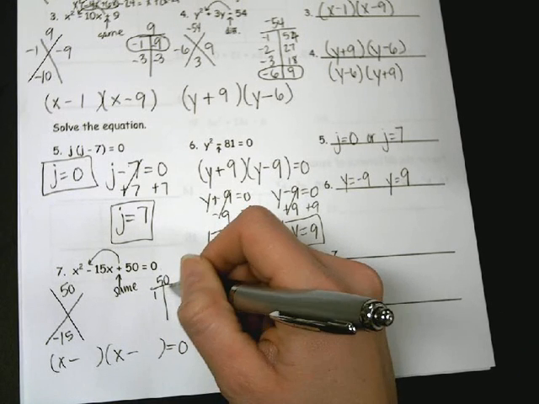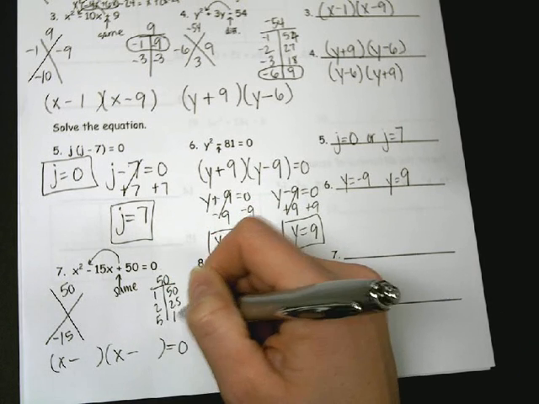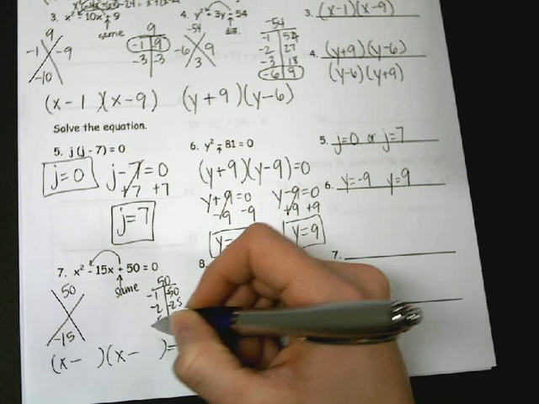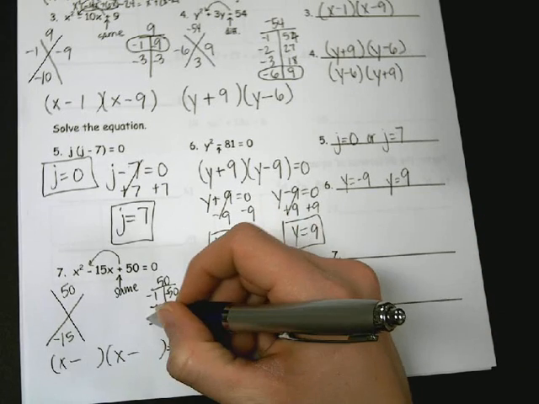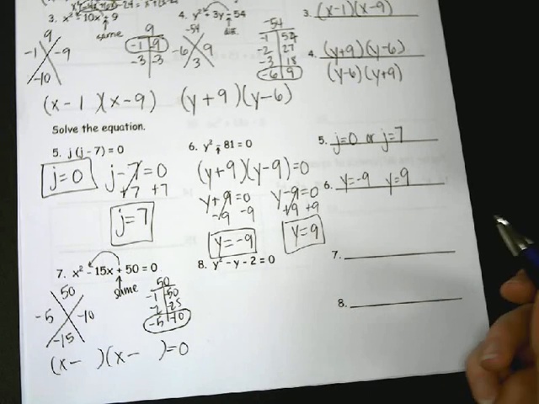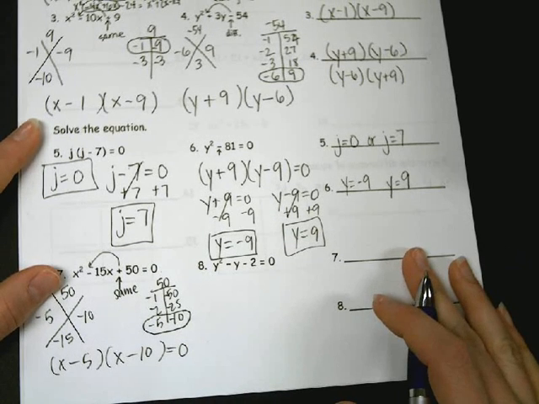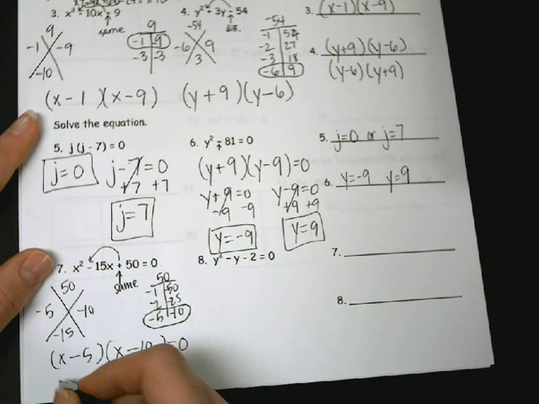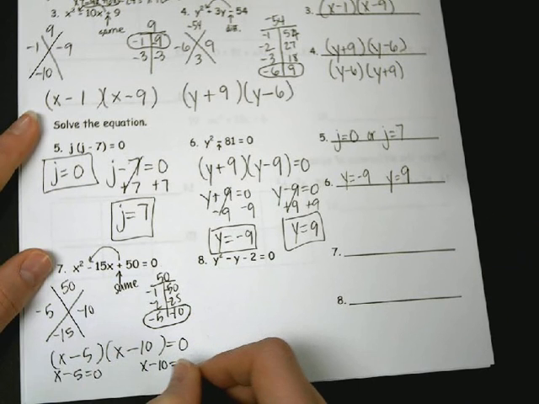And then because it says solve, I have to take one extra step and set each parenthesis equal to 0. X minus 5 equals 0 and x minus 10 equals 0. And then solve for x. So x is going to equal a positive 5, and add 10 on this side, and then you get x equals a positive 10. Two answers, x equals 5 and x equals 10.